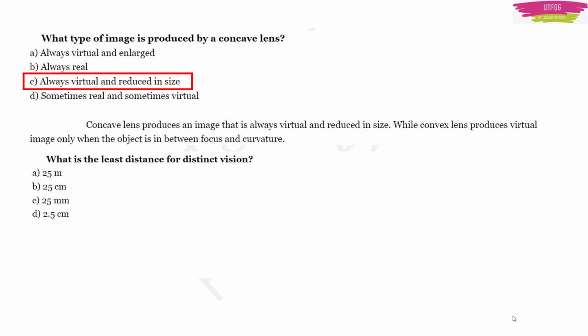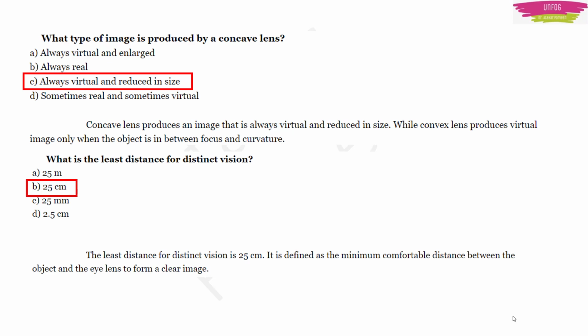Next question. What is the least distance for distinct vision? It is the smallest distance at which a human can see two letters separately. For example, you are reading a book. In that you have to see the letters separately, which means you have to keep the book at a certain distance. That distance is 25 centimeter. If you keep it less than 25 centimeter, then you cannot see the letters separately. You will have blurred letters and cannot read properly.